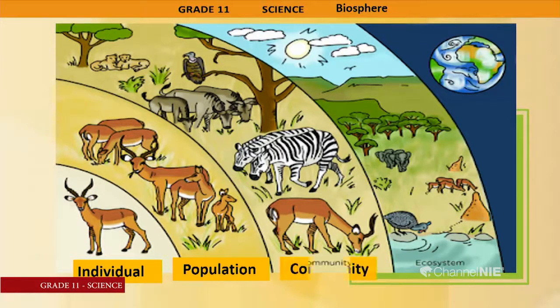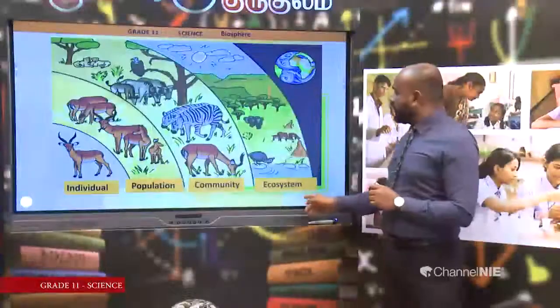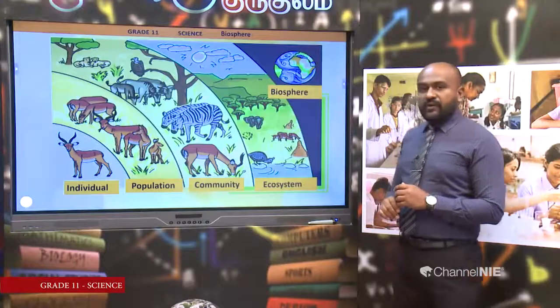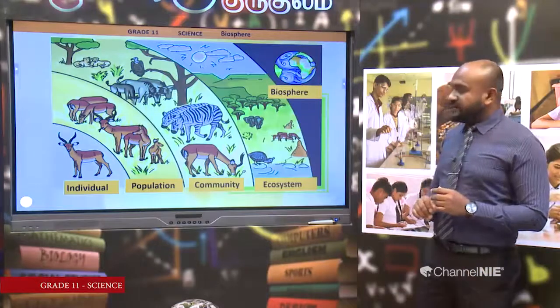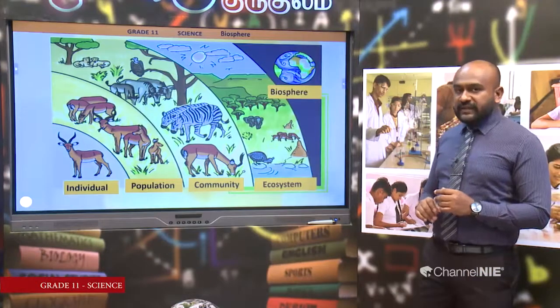And then you get all populations living in a given area, that is a community. And then you get all communities living in a given area, and they are interacting with the non-living environment. You call that the ecosystem. So, when you take all these ecosystems together, that makes the part of the earth where life exists, you call that the biosphere. Okay. As I told you, we are going to discuss these organization levels in detail now.